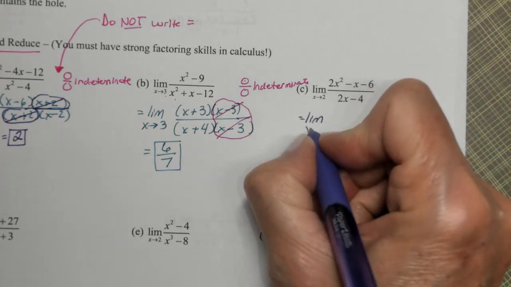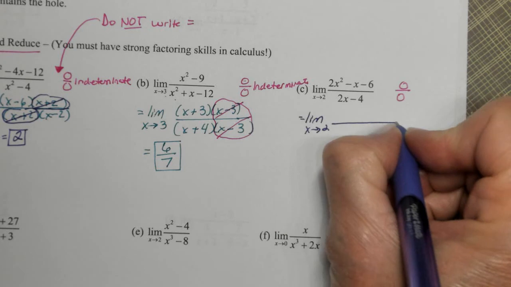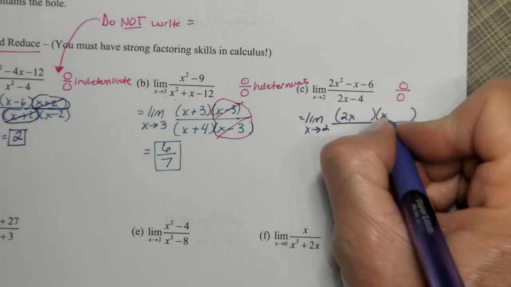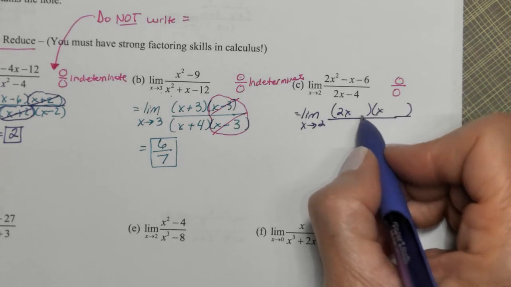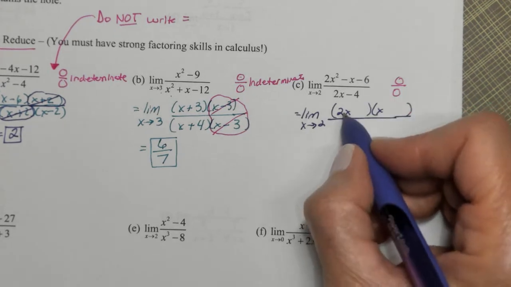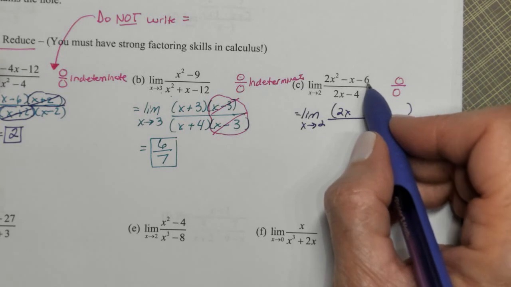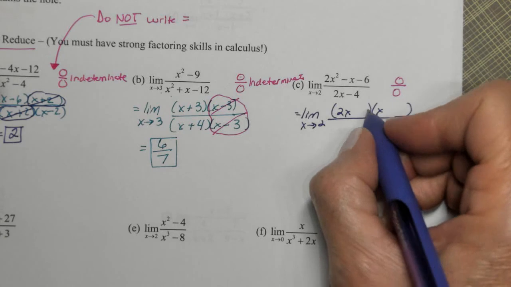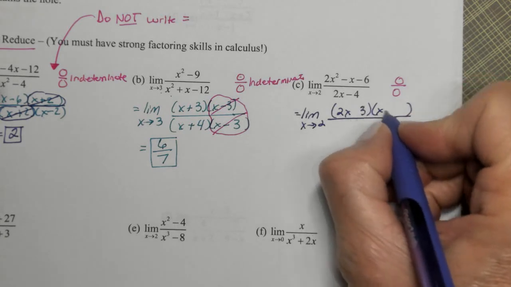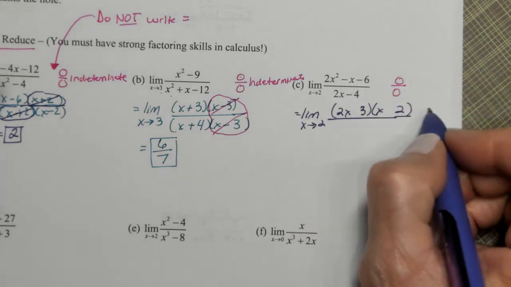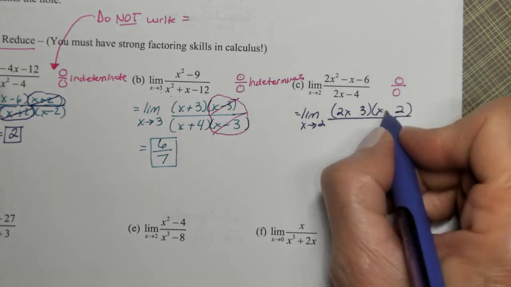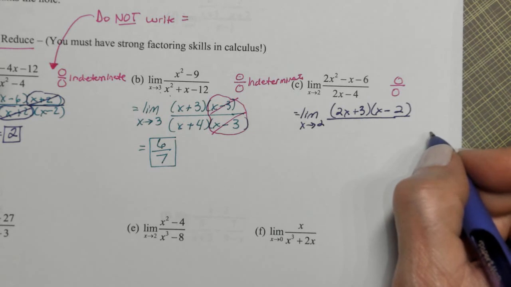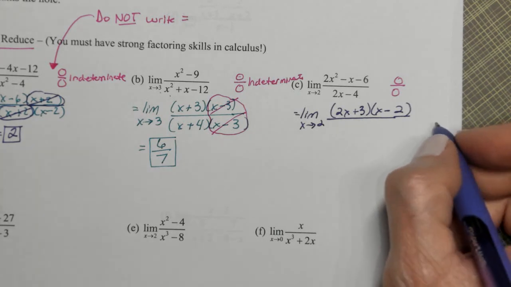This is equal to the limit as x approaches 2 of, time to factor, 2x and x. We might have to play with this a little bit because we have this 2 out in front, but either a 2 and a 3 or a 6 and a 1, right? So I think we're going to need a 3 and a 2 because I want to subtract to get a 1 here. This one needs to be a minus, this one needs to be a plus. Again, you have to have really good, strong factoring skills for calculus.